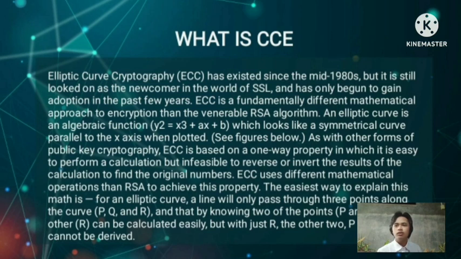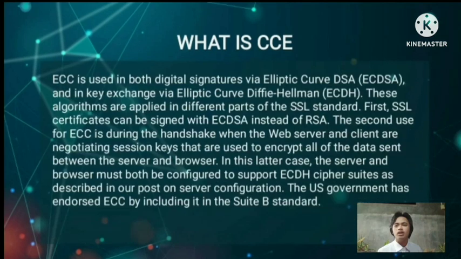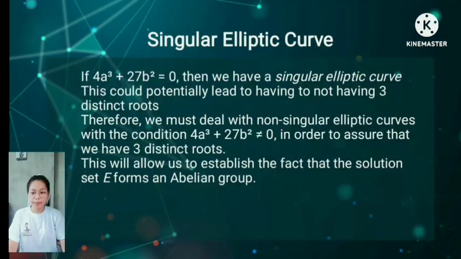The easiest way to explain this math is for an elliptic curve. A line will only pass through three points along the curve, P, Q, and R. By knowing two of the points, P and Q, the other, R, can be calculated easily. But with just R, the other two, P and Q, cannot be derived. ECC is used in both digital signatures.